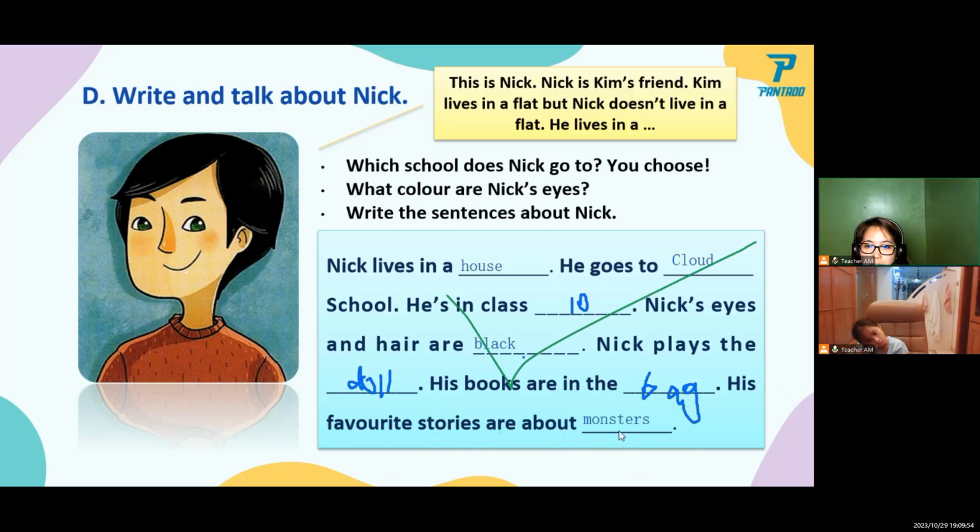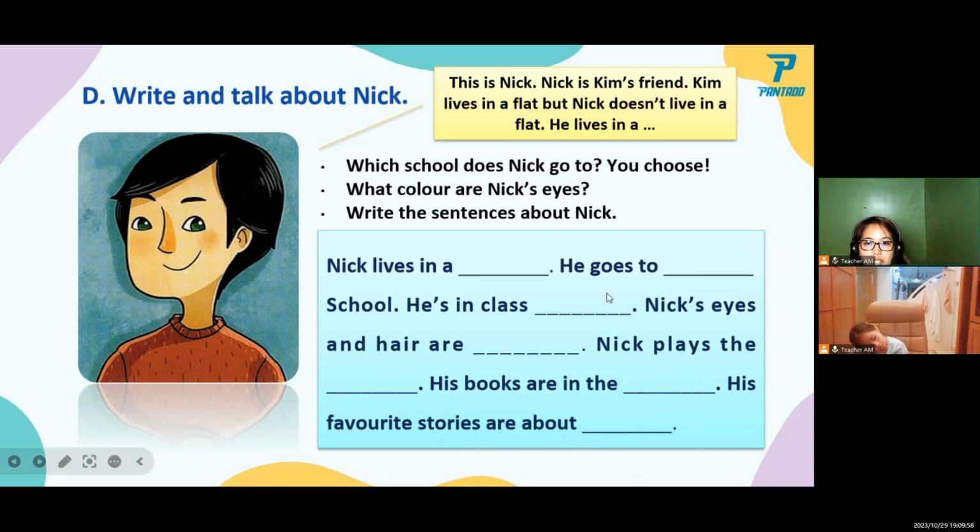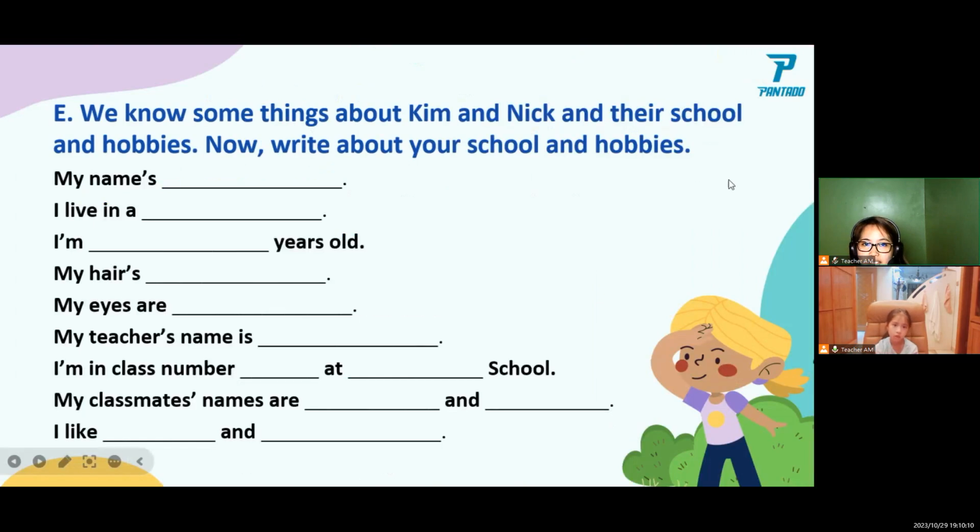Okay. Now, Zoe, do you have any questions? No, I don't. Okay. So, Zoe, we already know some things about Kim and Nick and their school and hobbies. Now, I want you to write about your school and hobbies. For example, my name's Zoe. I live in a house. Now, you continue, please.